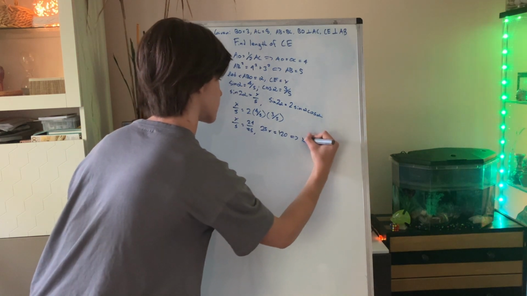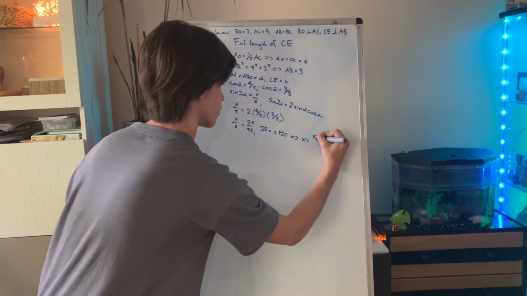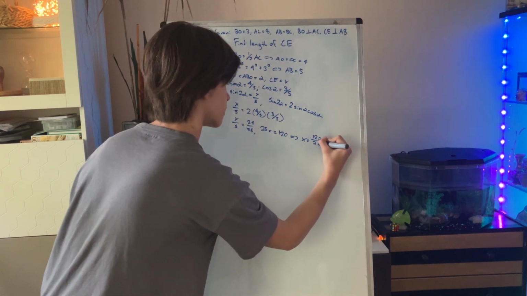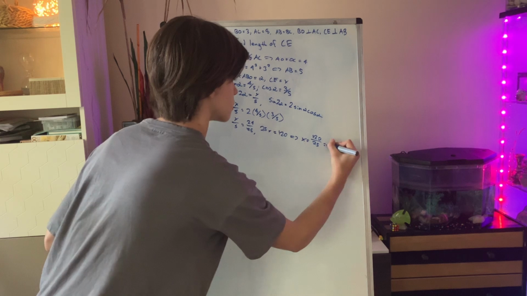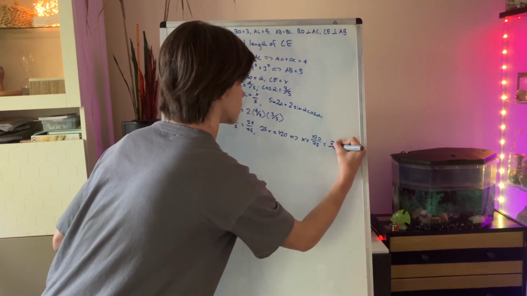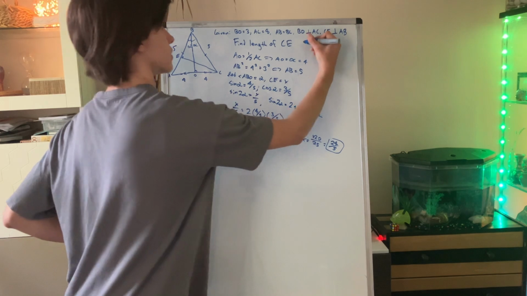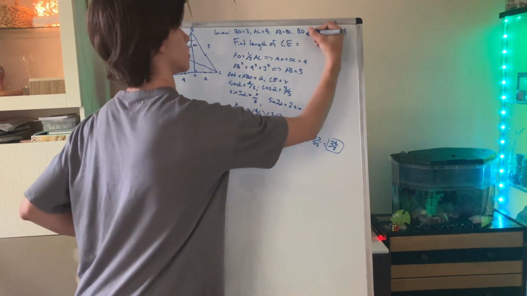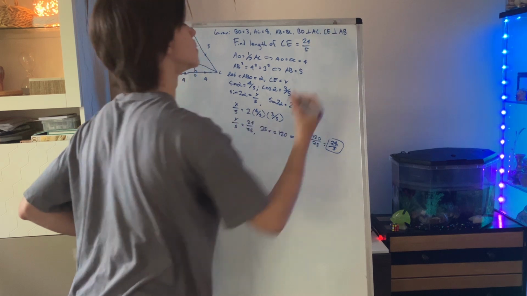Therefore, x is going to be 120 over 25, which is just 24 over 5. And that is our final answer. CE, the altitude to the triangle's legs, is 24 over 5.